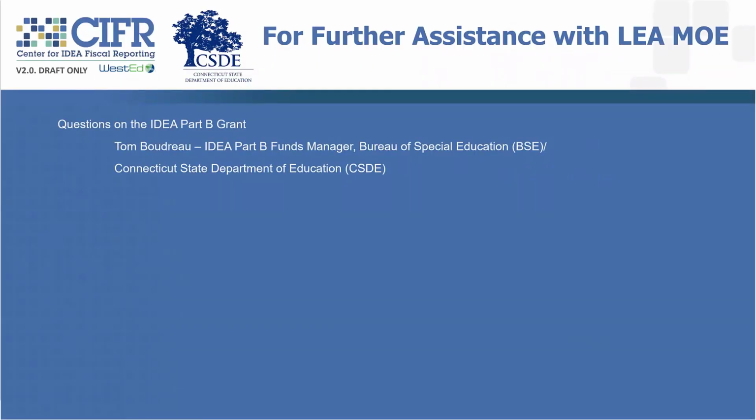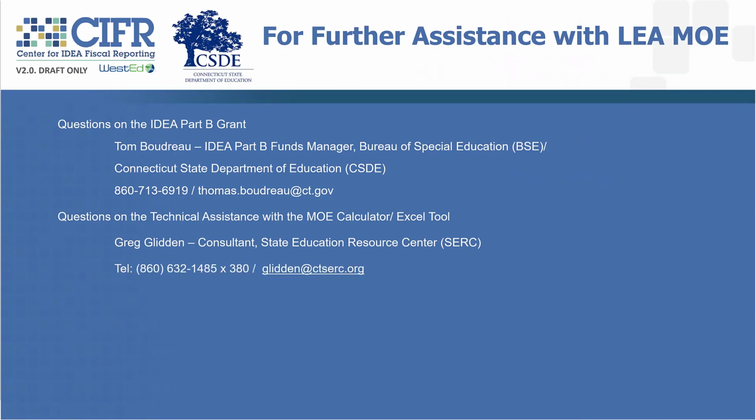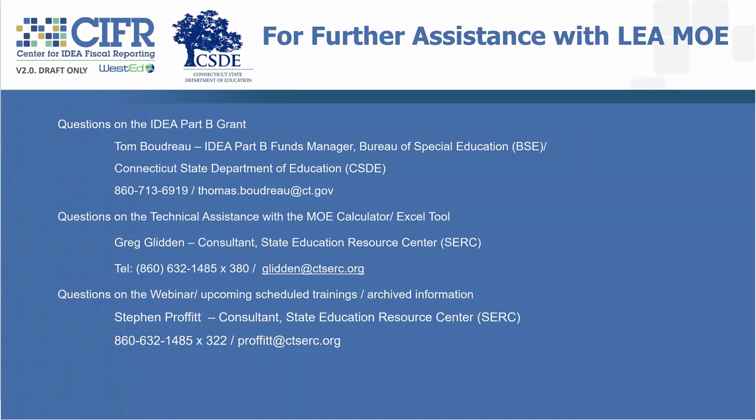Again, I'm available to assist LEAs on matters relating to the IDEA Part B grant. Questions or technical assistance are available with Greg Glidden, who is with the State Education Resource Center. He's available for contact, be it through Zoom or even in person, to help you get through these challenging pieces. And as well, any questions around seminars or webinars or future trainings, certainly contact Steve Profit, who is a consultant with the State Education Resource Center as well.